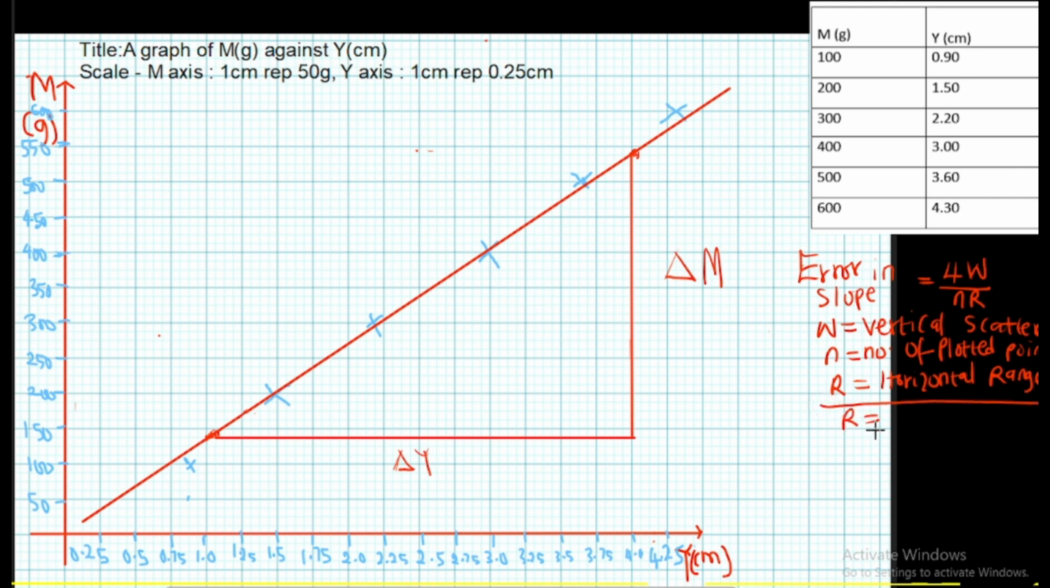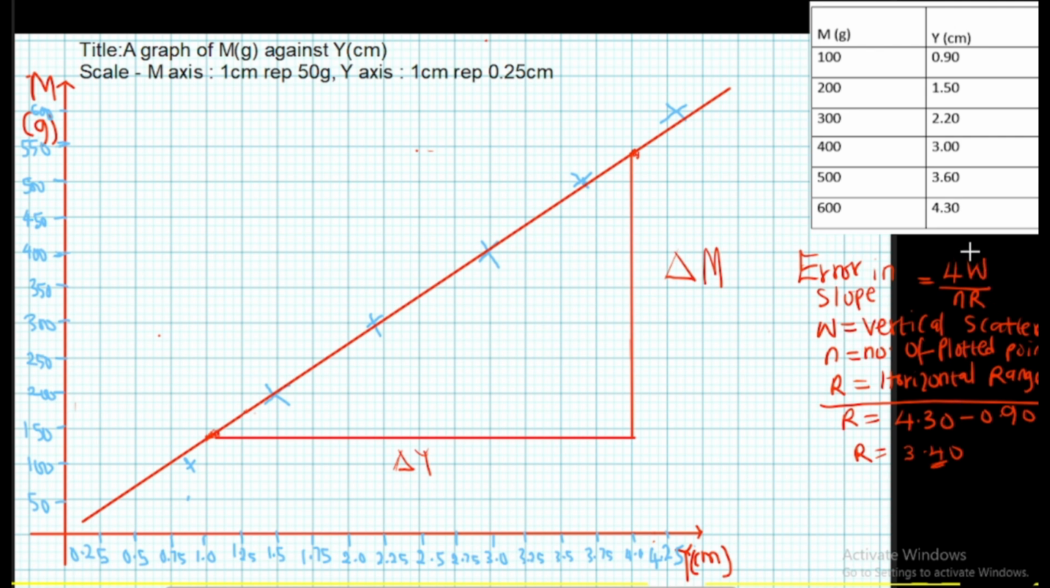Now, to get the horizontal range, you just go back to the horizontal axis from your table of values. This is the vertical axis, this is the horizontal axis. So to get the horizontal range, we simply say the highest value on our horizontal axis minus the least value on our horizontal axis. So simply say 4.3 minus 0.90. So our horizontal range here automatically becomes 3.40, or you can simply say 3.4.